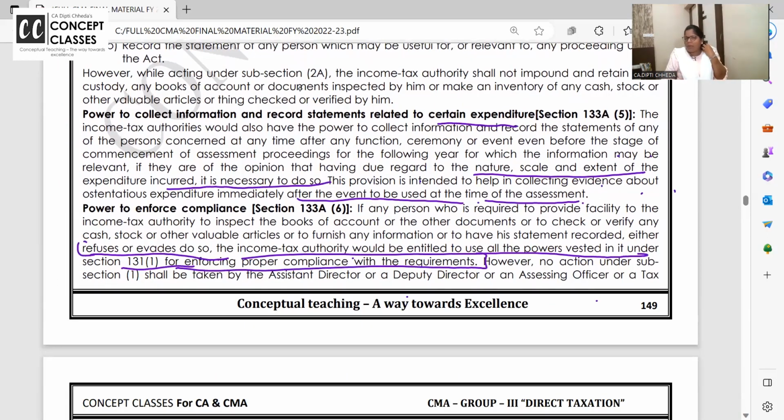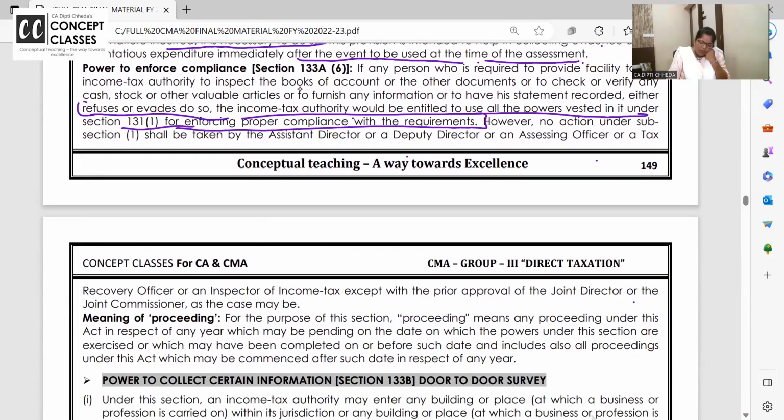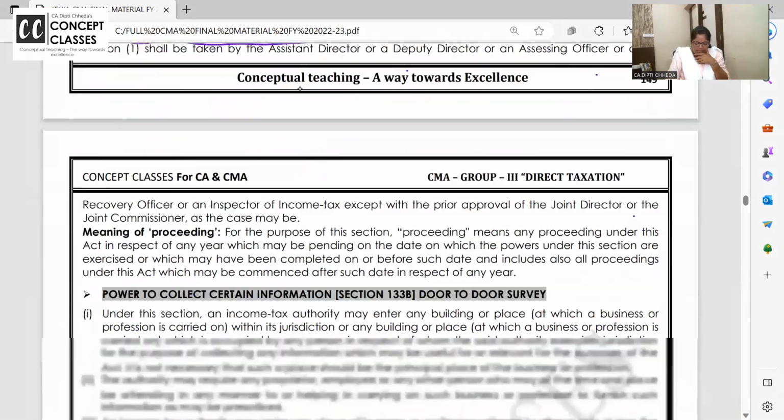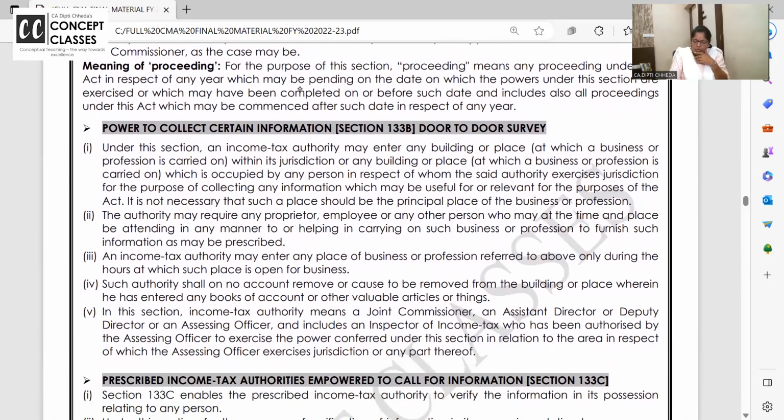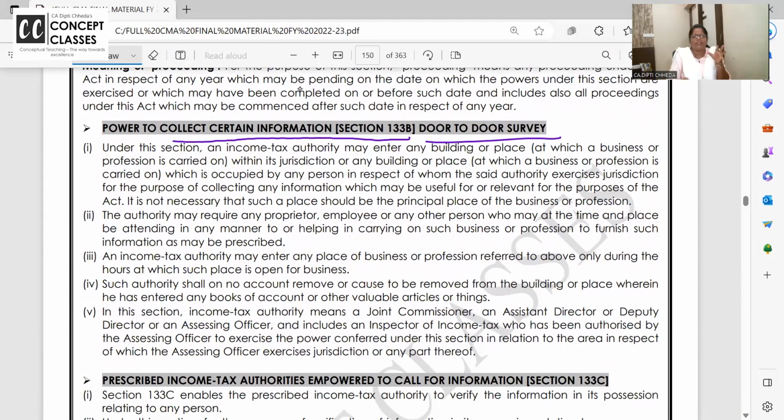And if they are not cooperating, then all 131 and all the power they will have, right? Now, door-to-door survey or power to collect certain information, 133B. An income tax authority may enter a building within its jurisdiction or a place which is occupied by any person in respect of whom the said authority exercises jurisdiction, for the purpose of collecting any information which may be relevant for the purpose of the Act.